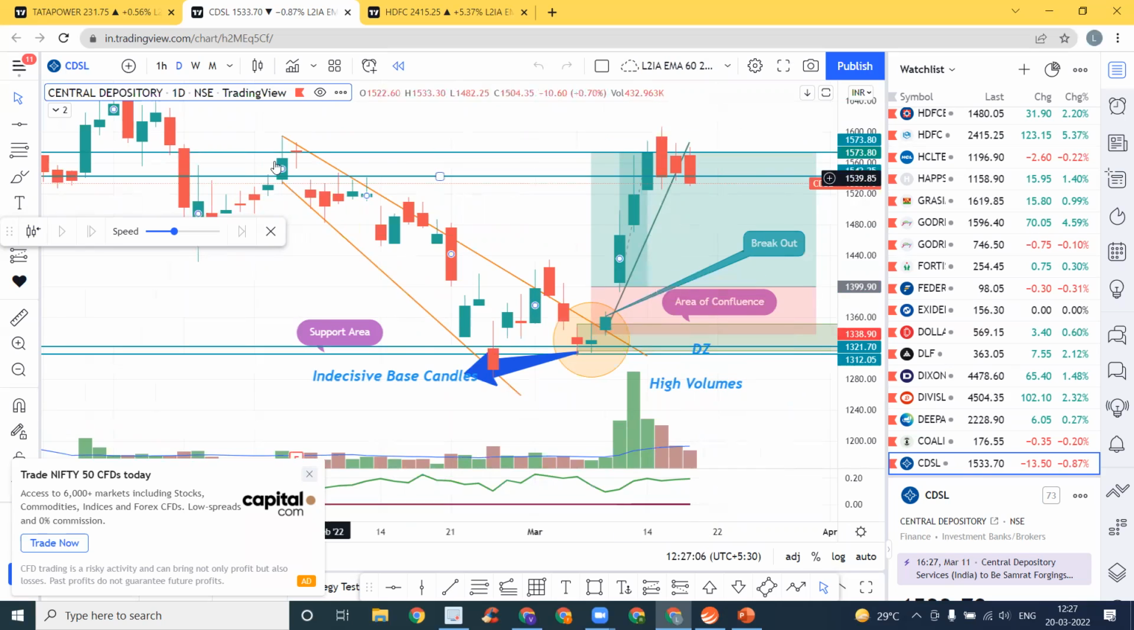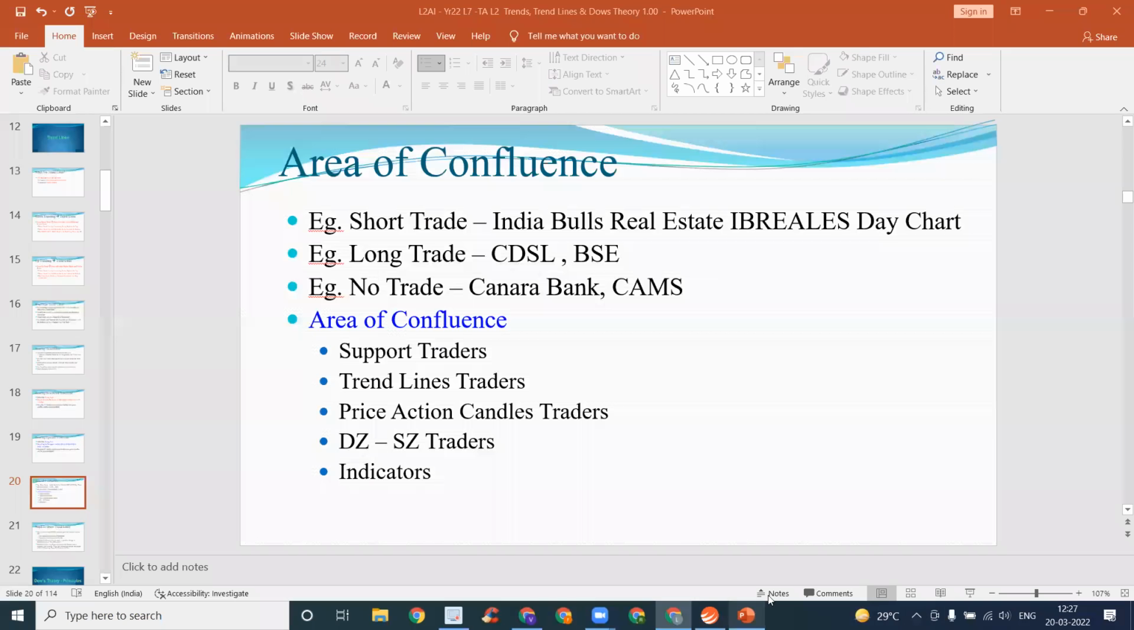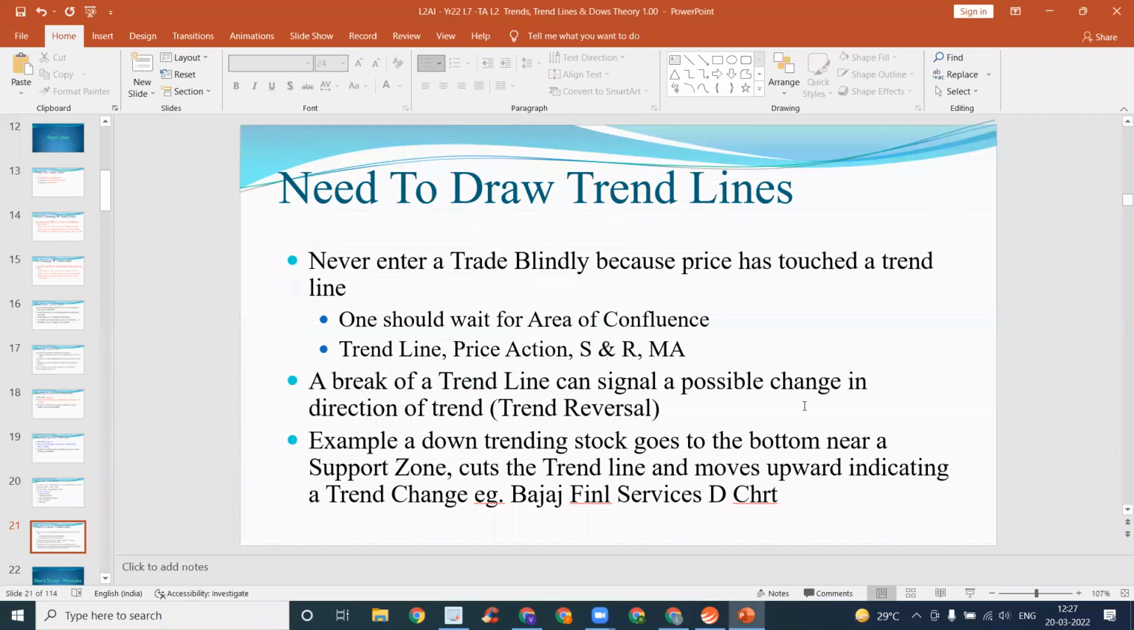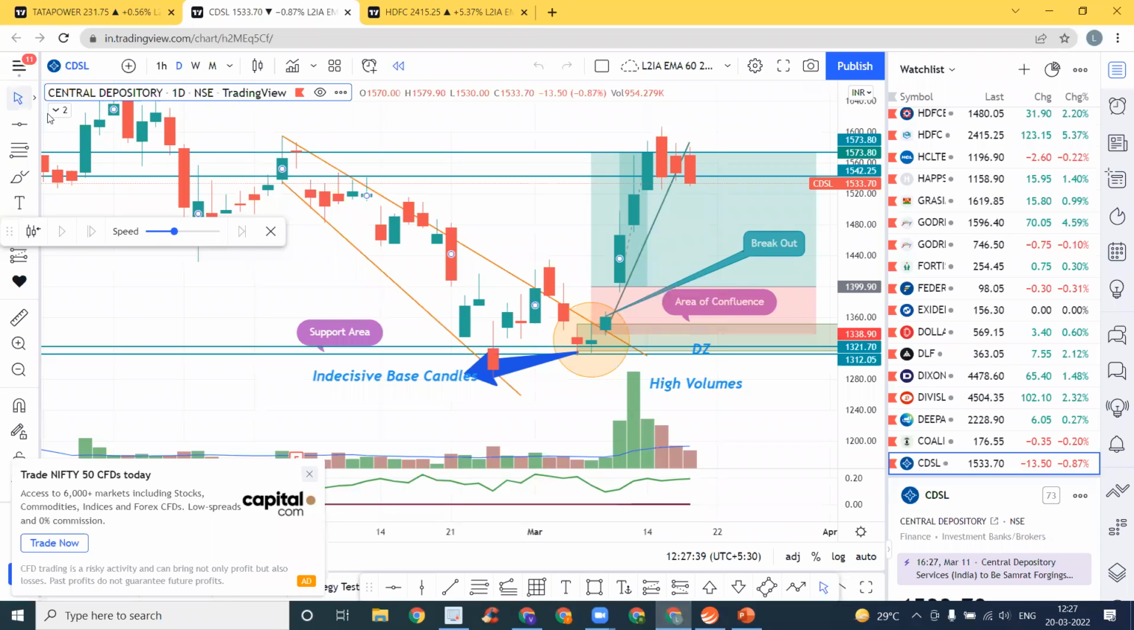After that, what has happened? Immediately the stock has started falling. So have you understood? This is called the area of confluence. Why do we need to draw lines? Because we need to find the area of confluence. What is the area of confluence? A trend line, support line, price action, moving average. I will show you moving average also. Let us see what moving average is applicable here.